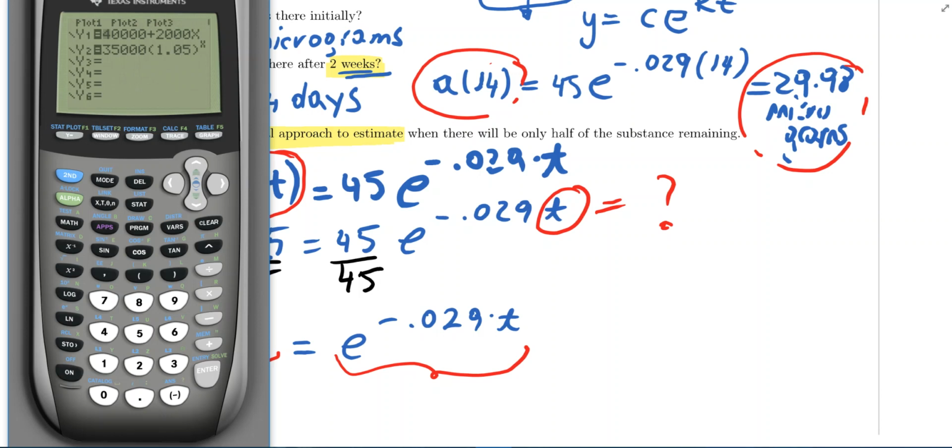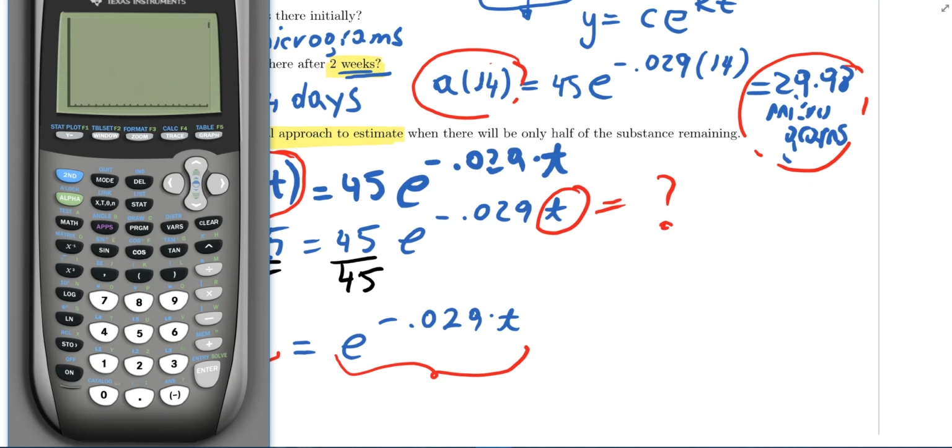So in my y equals, I'm going to clear my things. In y equals, I'm going to put the function e to the negative 0.029 times t. So it's going to be e to the power negative 0.029 times t. I don't have t, we're using x in here, right? And then for my second function, I'm going to put 0.5, okay? And then I'm going to adjust my window. Let's graph it and see.